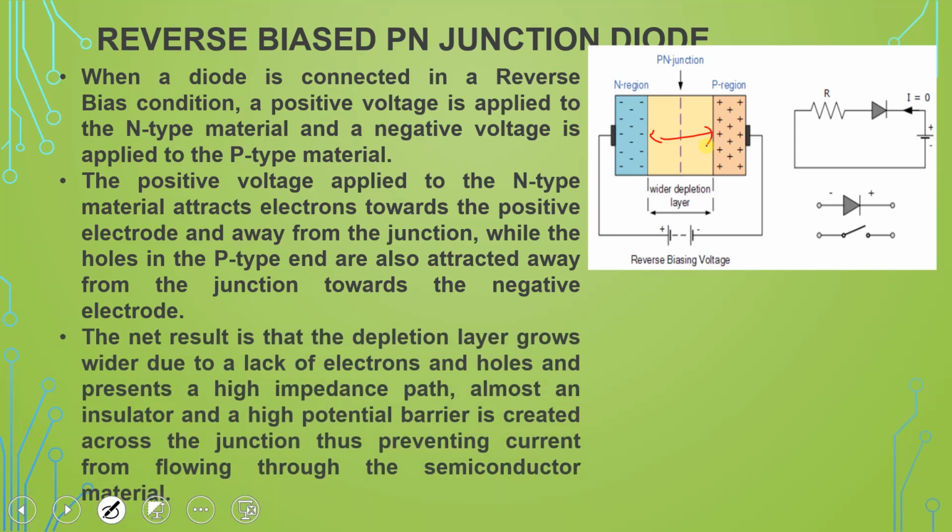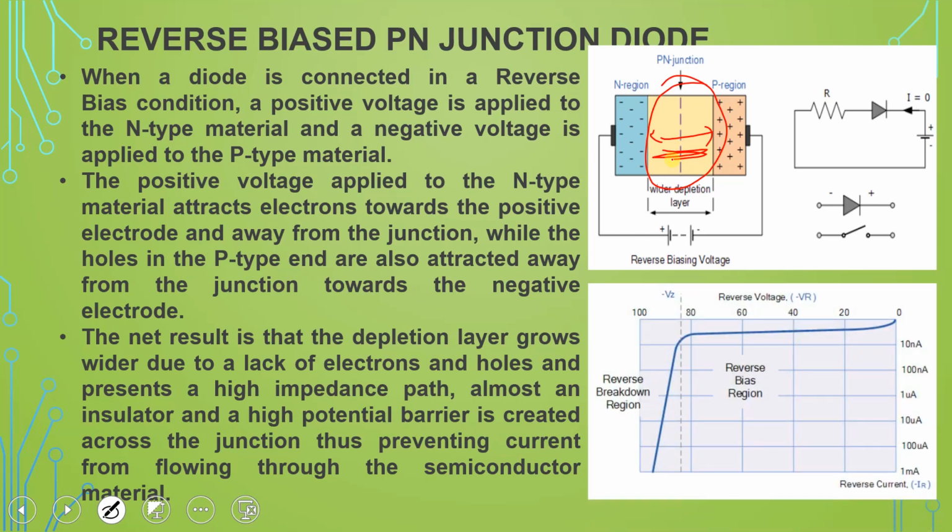The net result is that the depletion layer grows wider due to the lack of electrons and holes and presents a high impedance path, almost an insulator, and a high potential barrier is created across the junction, thus preventing current from flowing through the semiconductor material. Because of this wider junction, no current is flowing in the reverse bias.